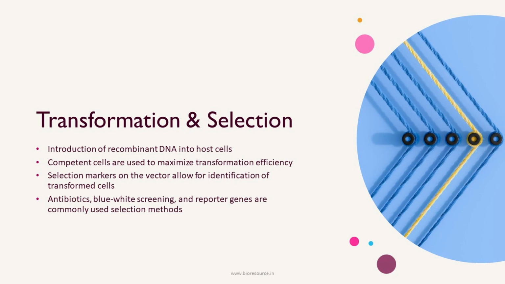Antibiotic resistance genes allow the transformed cells to grow in the presence of a specific antibiotic, while non-transformed cells cannot. The blue-white screening utilizes a system where the vector disrupts the gene responsible for producing blue-colored pigment on the media containing a chromogenic substrate. Only transformed colonies will appear white. The reporter genes encode easily detectable products such as fluorescent proteins, allowing the identification of transformed cells.